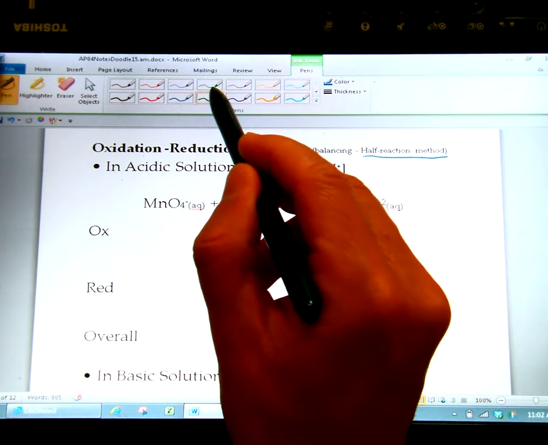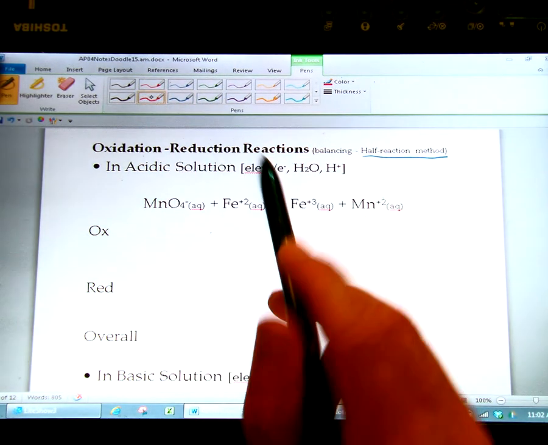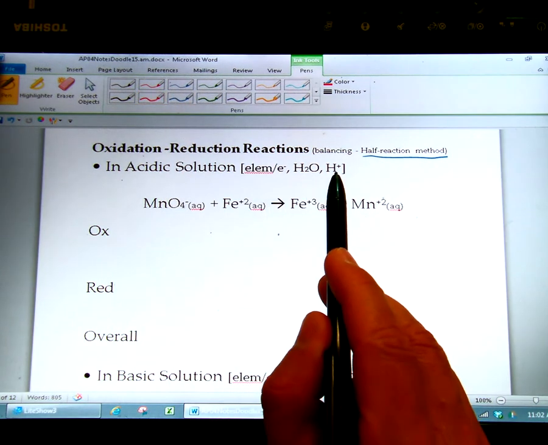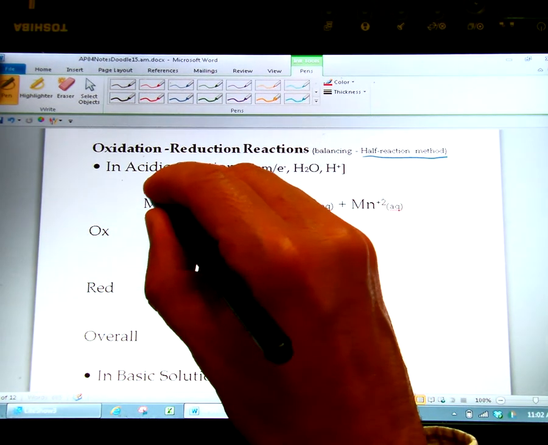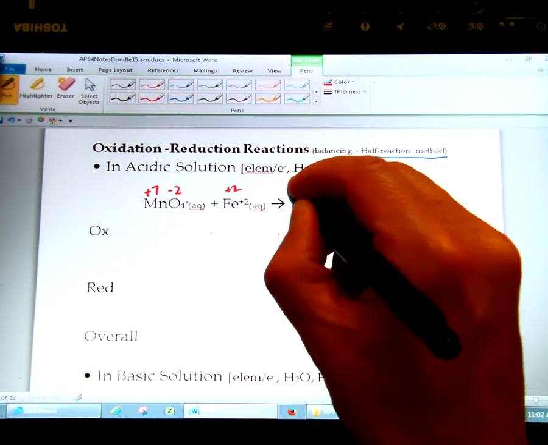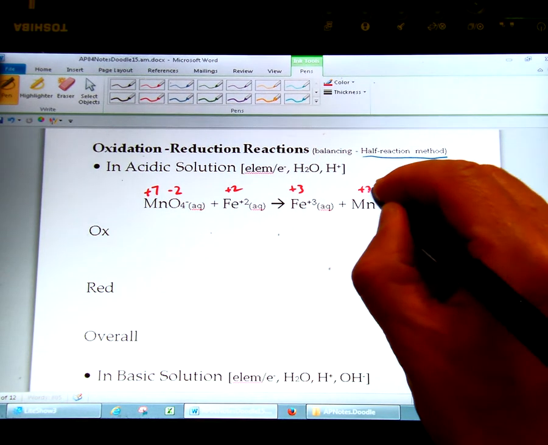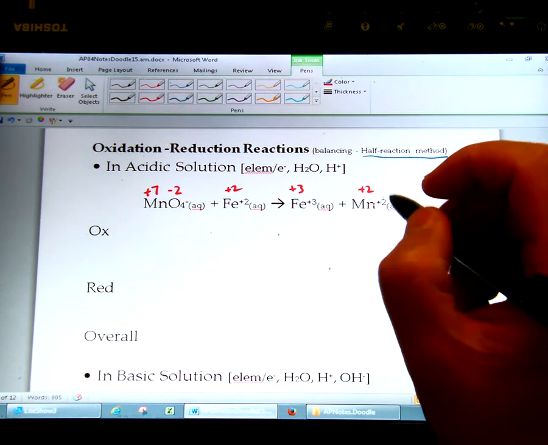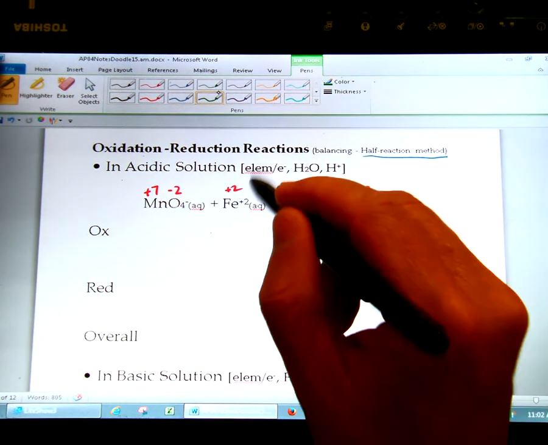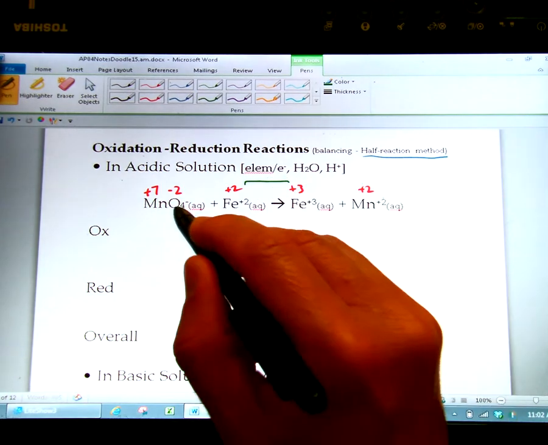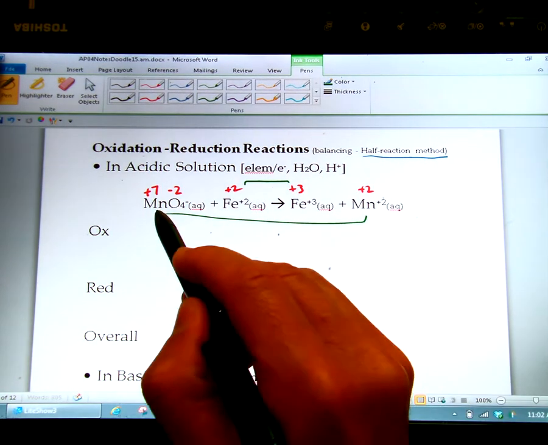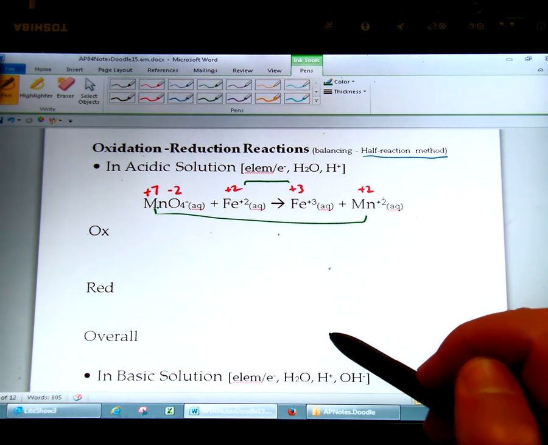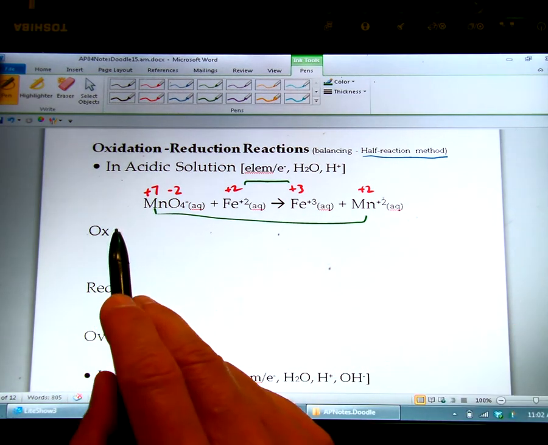Again, we're going to follow the same steps that we did before with element, electron, water, and H+. It's the same reaction we did before. So I'm just going to quickly write down the oxidation numbers because we learned how to do this last time. And we're going to recall that the oxidation, of course, was the iron going up, and the Mn going down was the reduction. So what you're going to do now is simply pick out each part by itself. In this case, we're going to start with the oxidation.